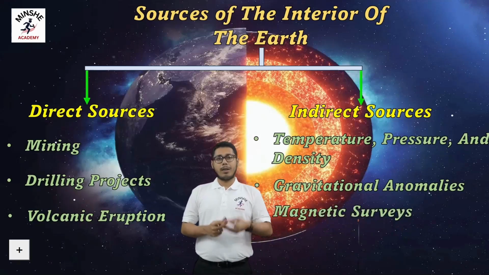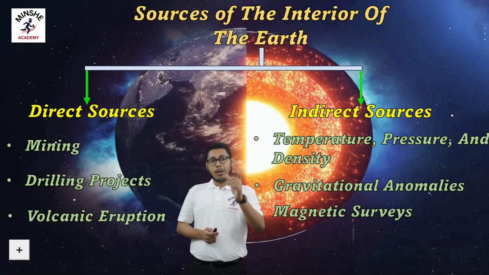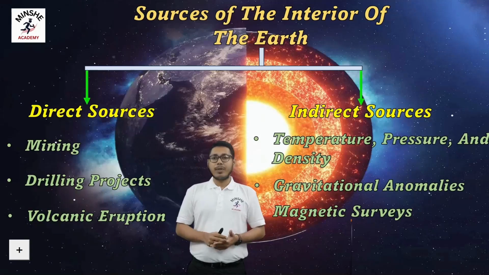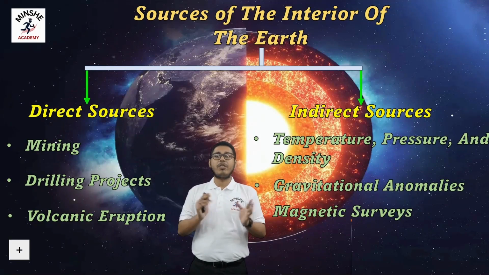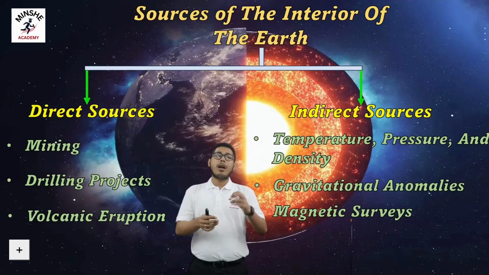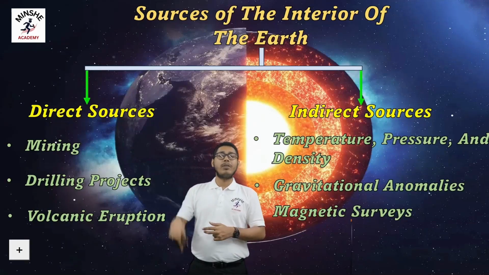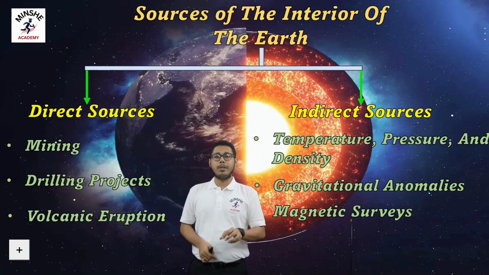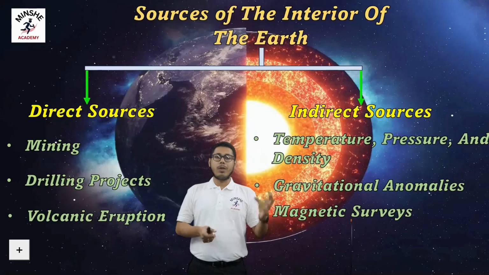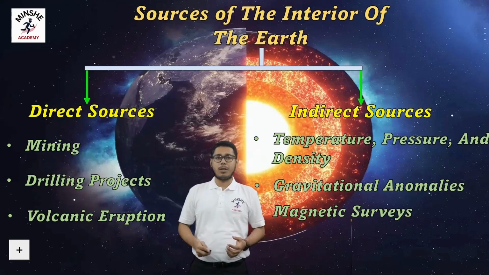Magnetic surveys, right? I have already told you that after going through this chapter, you will come to know why the earth has its magnetic field, right? So magnetic surveys have been conducted which have given an idea that there must be magnetic elements somewhere. These are indirect because we haven't gone there to extract samples. Through our own cognitive knowledge, we have gathered that information.